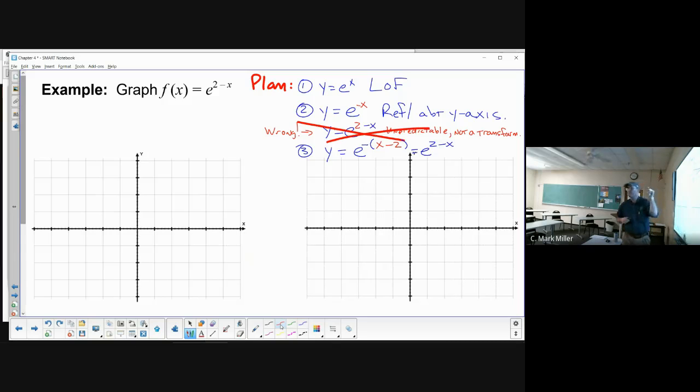It's going to shift the graph horizontally 2 units, left or right? Right. So this is a right shift by 2. And I know what that does. So I know what to do to the graph. This thing up here, I don't know what that does. It's not a transformation. It gives you the same looking thing, but nobody can graph that correctly. You can graph this correctly.